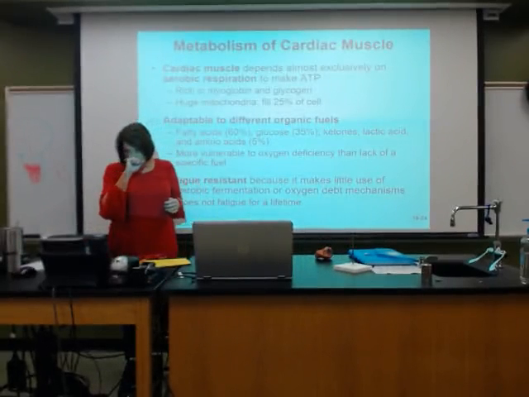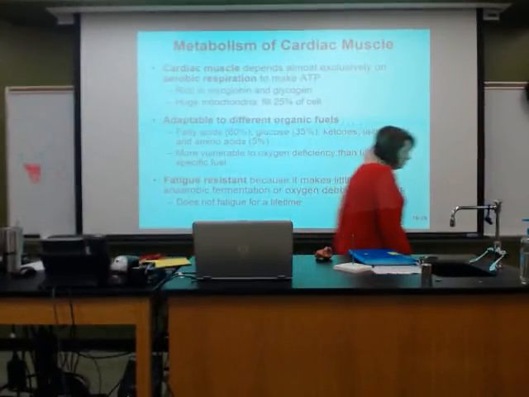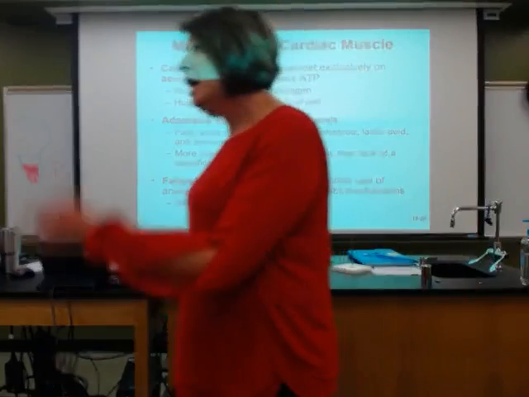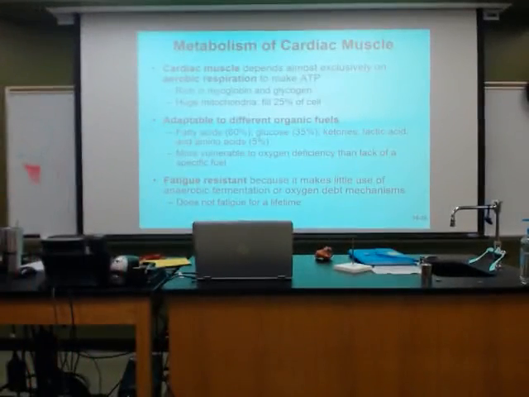So, cardiac muscle, we have lots of mitochondria because it cannot function on anaerobic respiration. Which one is more efficient? Aerobic or anaerobic? Aerobic. The one with oxygen.